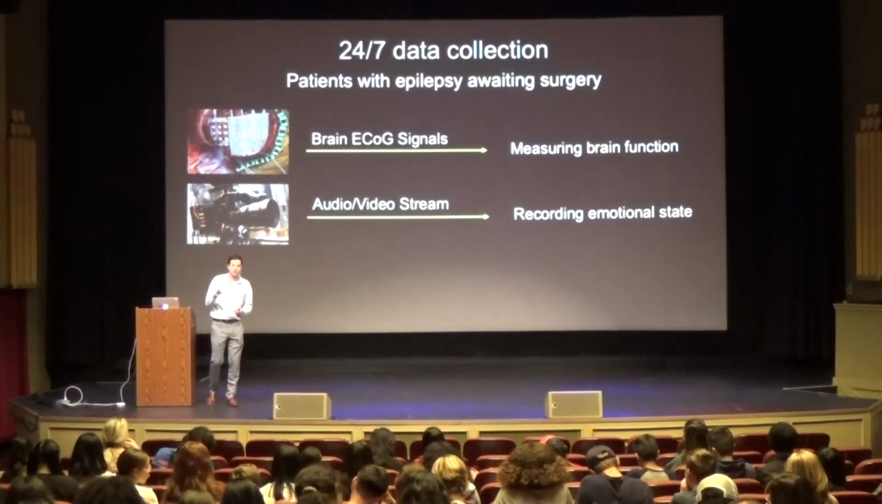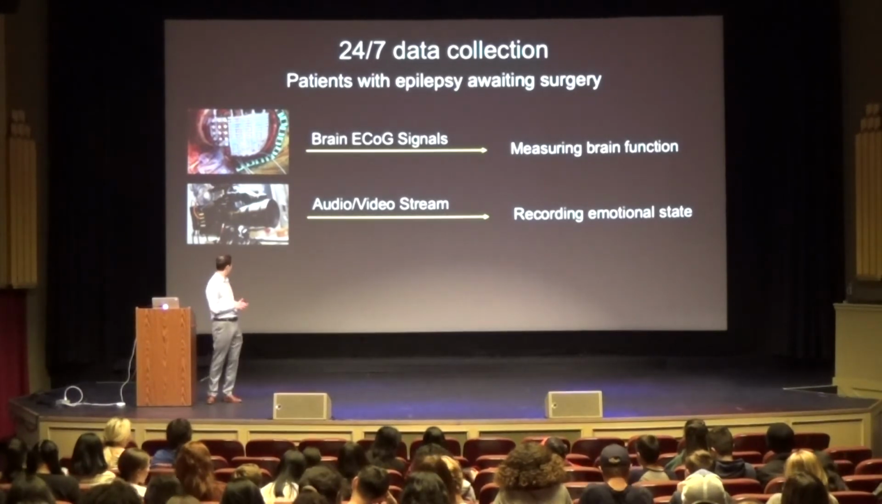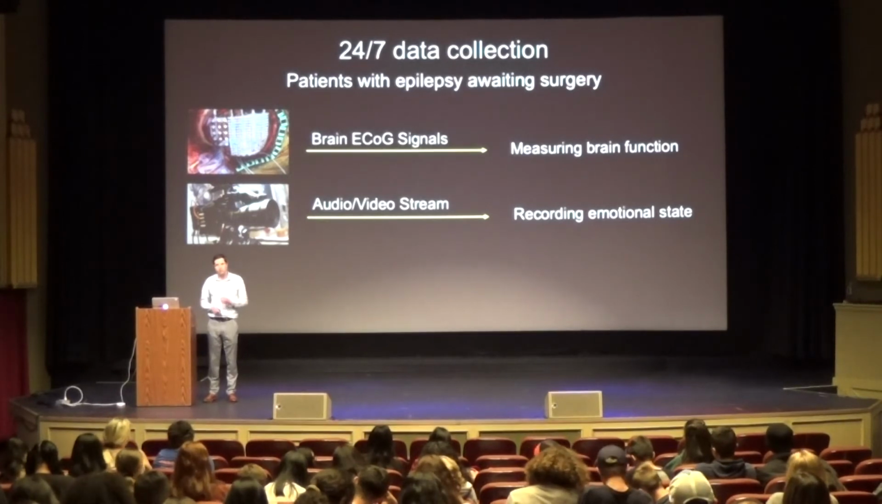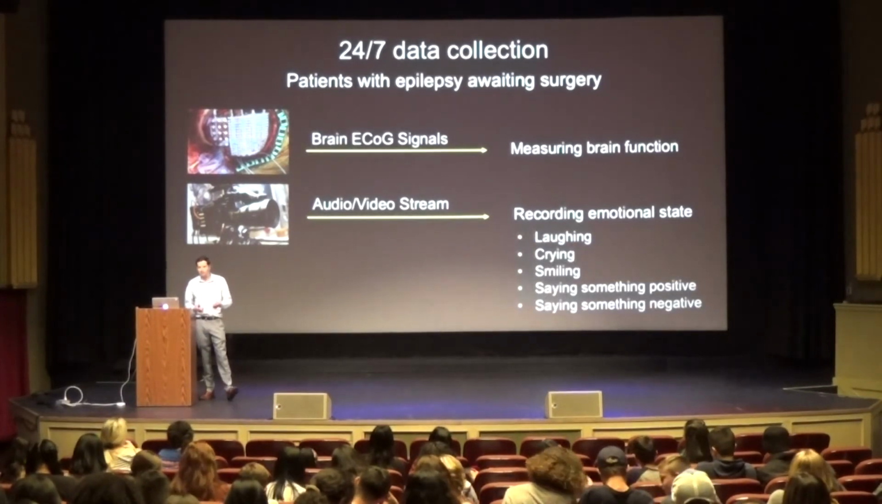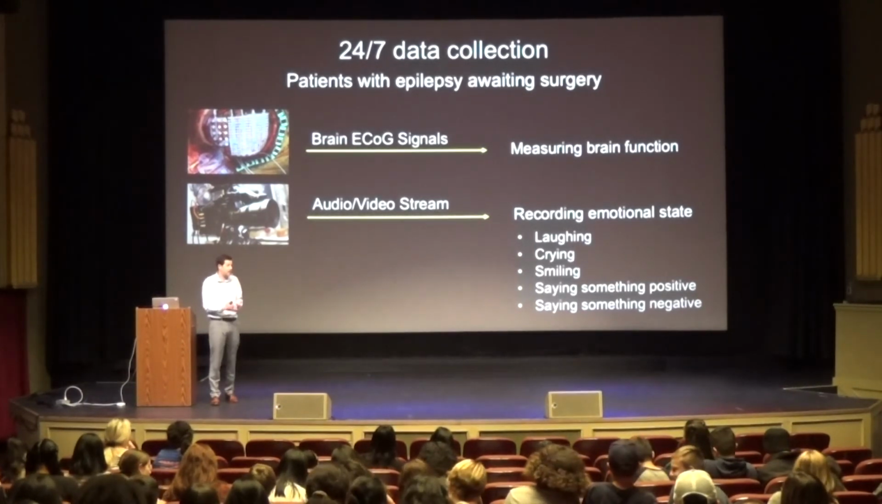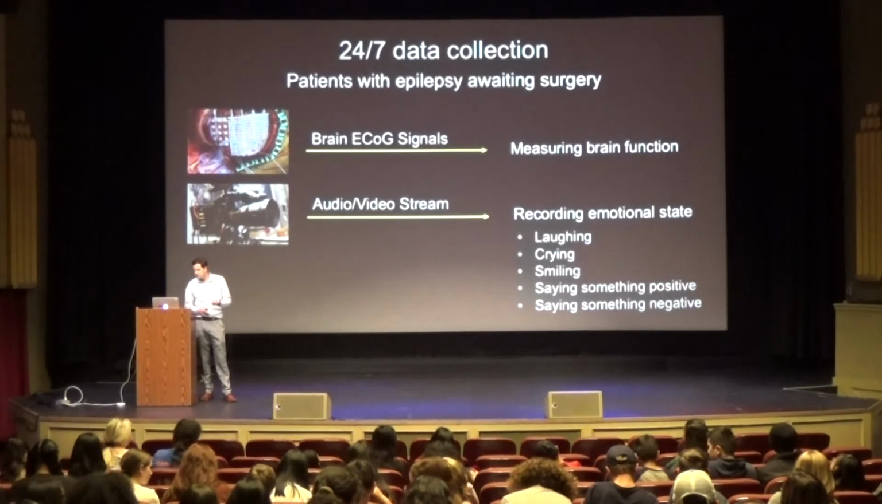Well, we're measuring the emotional state of the patients through a video camera that's positioned in the monitoring ward. So the video camera is picking up individual cues of emotional affect. Things like laughing, crying, smiling, saying something positive, saying you're in pain, saying something negative if you're unhappy perhaps. And through those individual time points, individual moments of emotional affect that they display throughout the course of their week-long stay, we try to understand what their brain is doing.